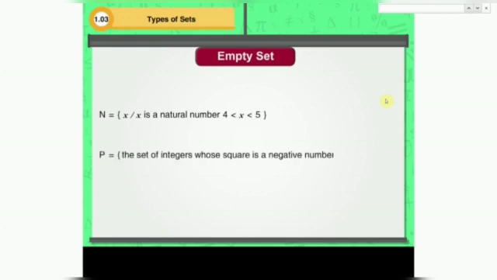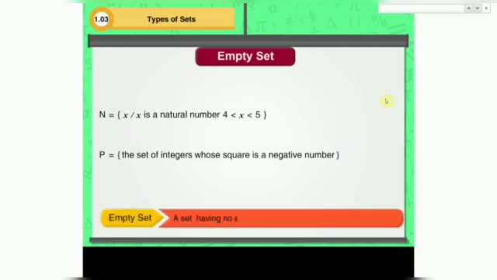Consider these sets. N is a set of all x such that x is a natural number between 4 and 5. P is a set of integers whose square is a negative number. Both these sets N and P have no elements and hence are called an empty set.